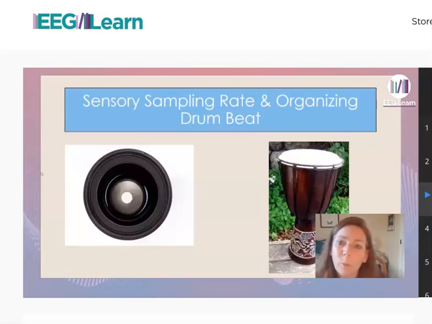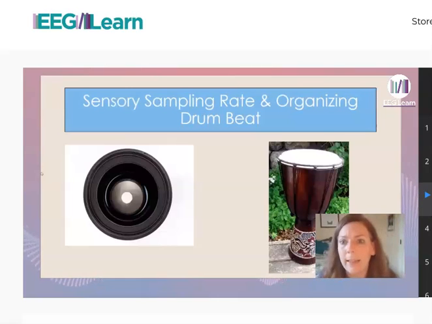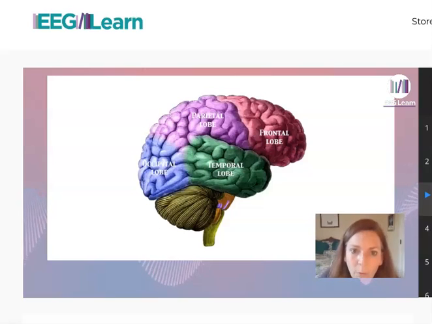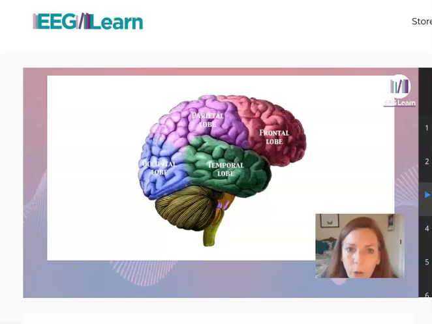Okay, and your specific alpha, your specific idling speed becomes like a drum beat that the rest of your EEG organizes itself around. So it helps time the rest of your EEG. Again, all that information is coming from inside and outside your body. It's sent to the back of your head where it's organized into a perception.